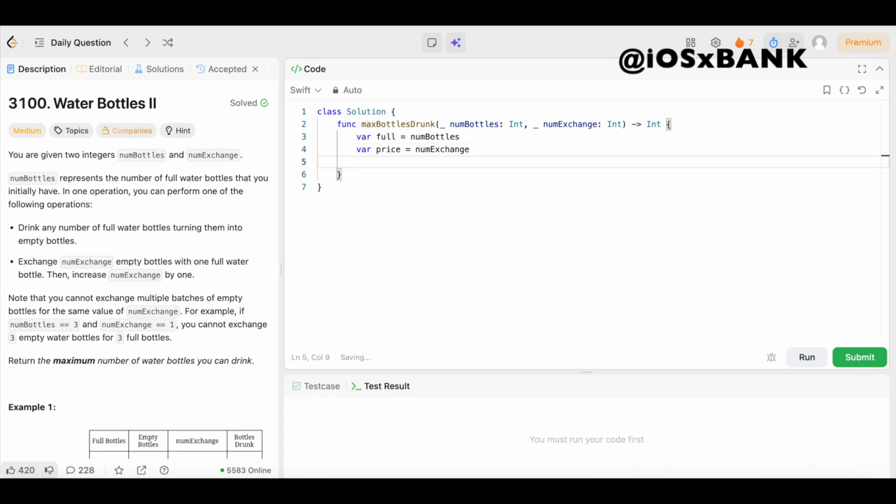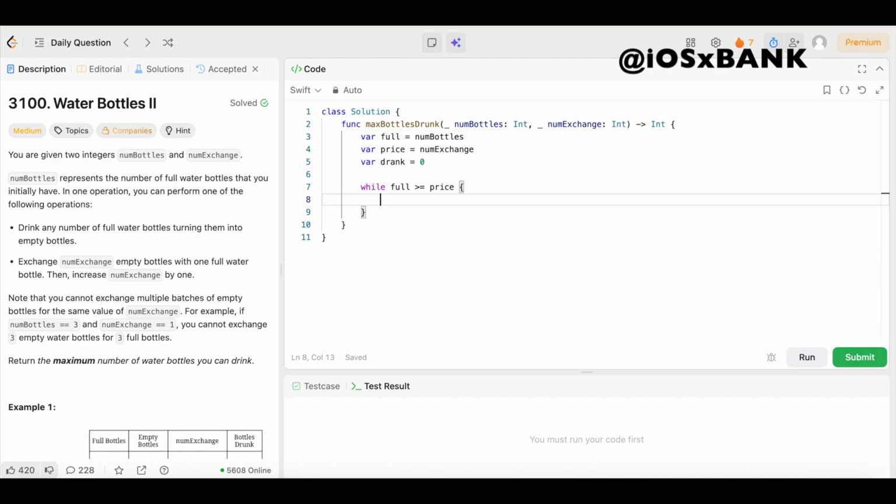Then we need a counter for how many bottles we've drunk so far. So we need to keep track of that. So we can declare a variable called drink, and we'll set that equal to 0 to start. Now we need to loop as long as we have enough bottles to exchange for a new one. So we're going to say while full is greater than or equal to price.